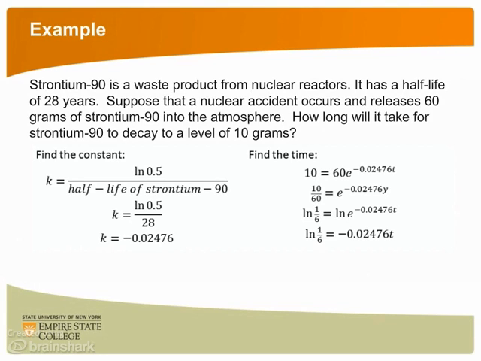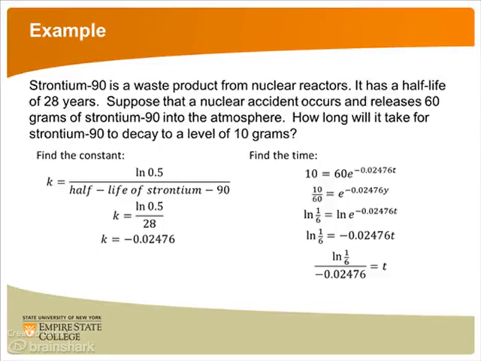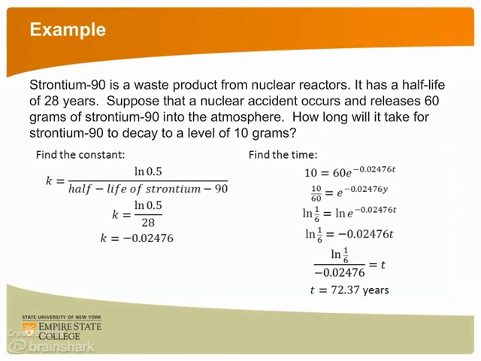The natural logarithm and the e cancel each other out, so we are left with the natural logarithm of 1/6 equal to negative 0.02476 times t. Divide by the decimal to solve for the elapsed time t. We use a calculator to find the natural logarithm of 1/6 divided by negative 0.02476. We find that it takes 72.37 years elapsed for a 60-gram sample of strontium-90 to decay to 10 grams of the radioactive isotope.